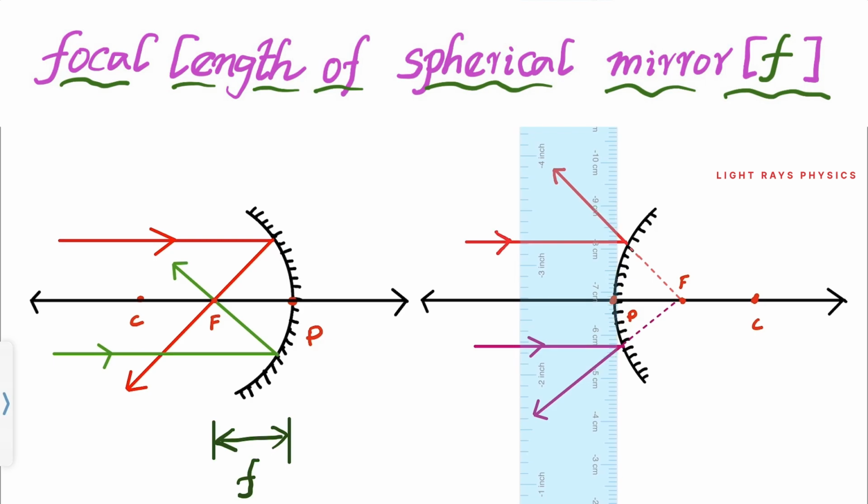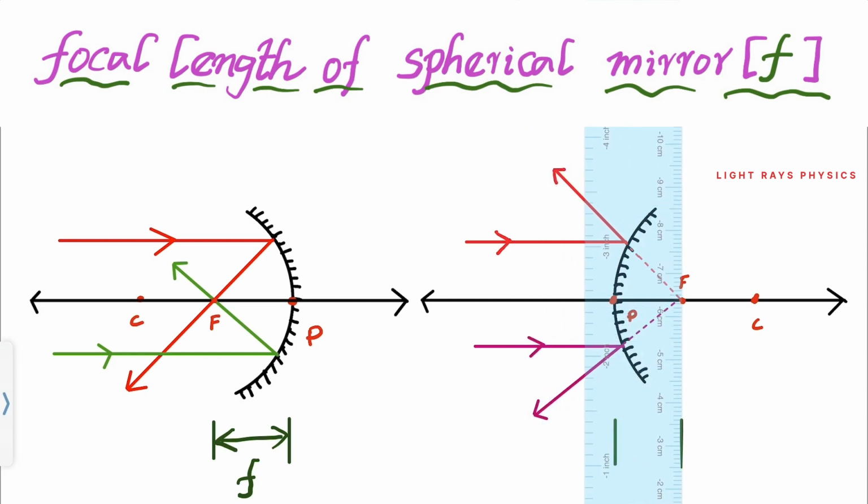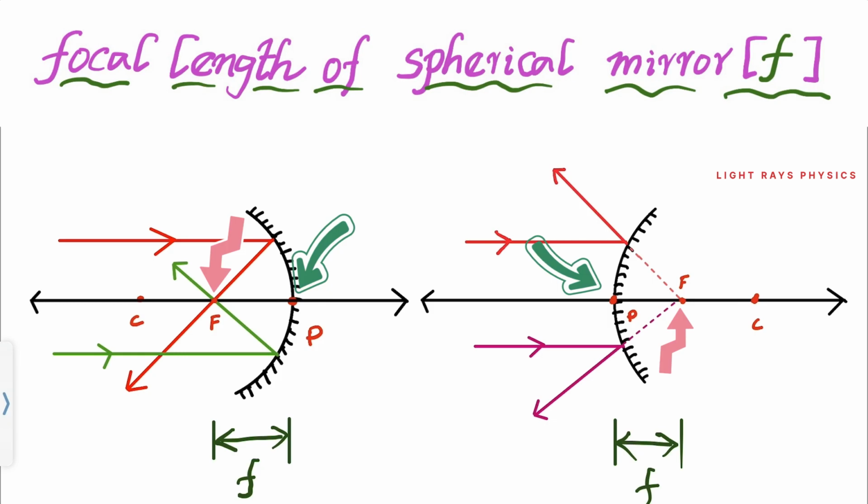Now let's draw for the convex mirror. I am drawing a line for the pole and for the focus. Now the distance between the pole and focus I am showing with a line. So this line is called the focal length. So if you want to say in simple words, the distance between the pole and focus is called the focal length.